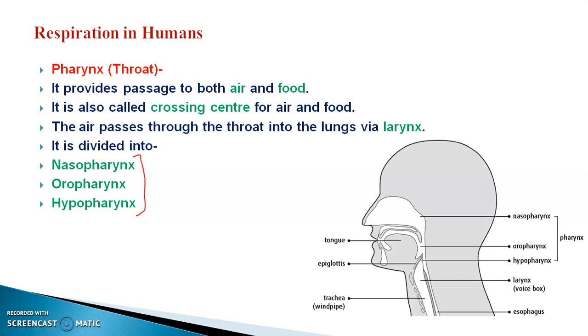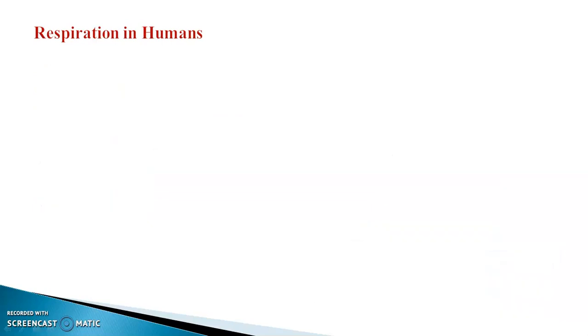So look at this diagram. This is the portion where the soft palate is present. This is the nasopharynx. This crossing center is known as the oropharynx, and near the larynx, this is the hypopharynx. So these are the three different positions of the different parts of the pharynx in our respiratory system.